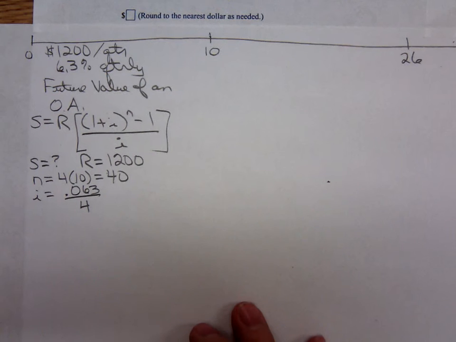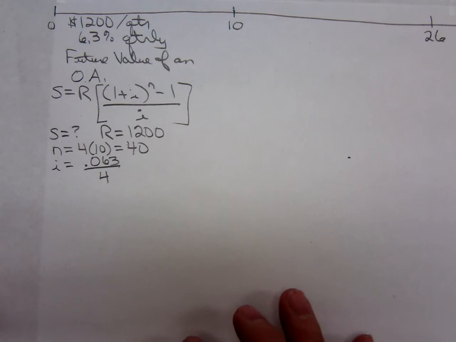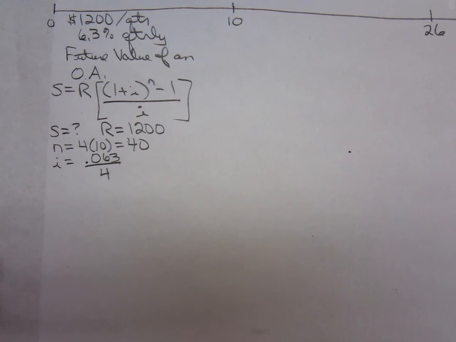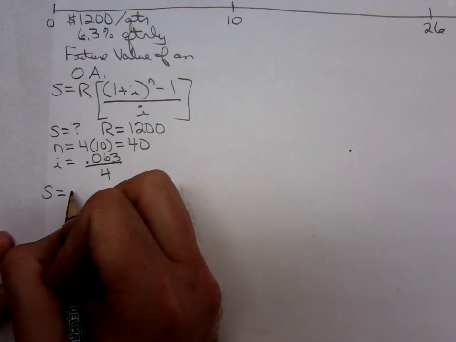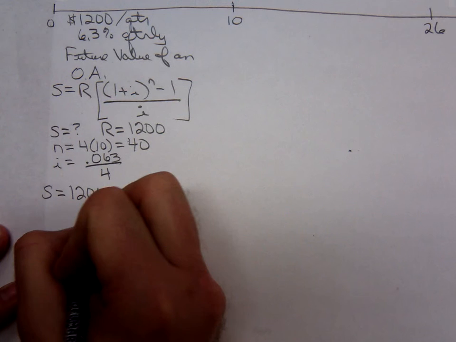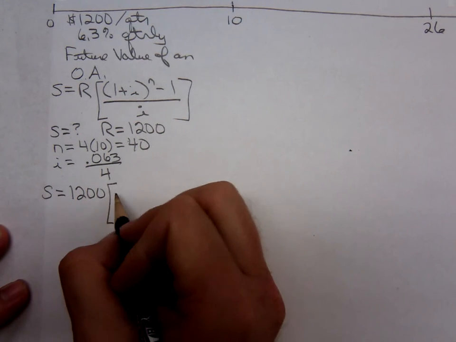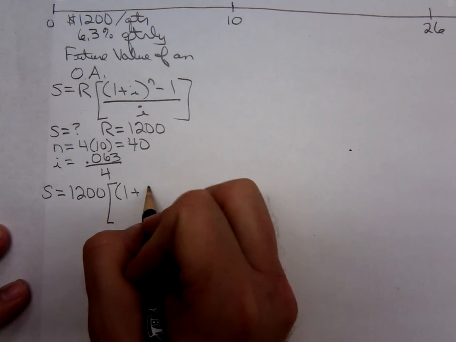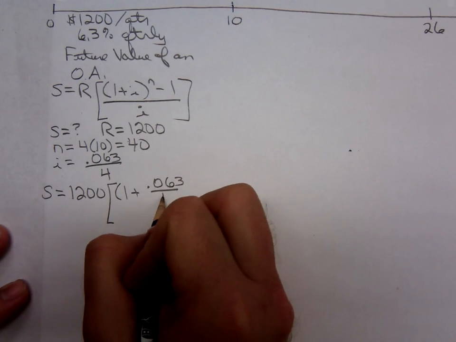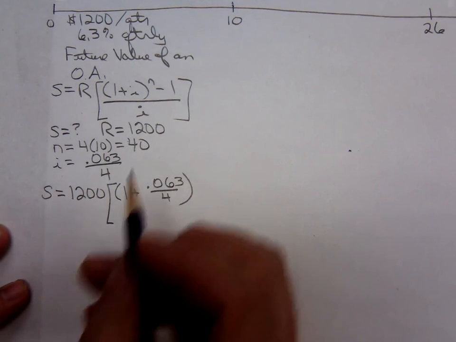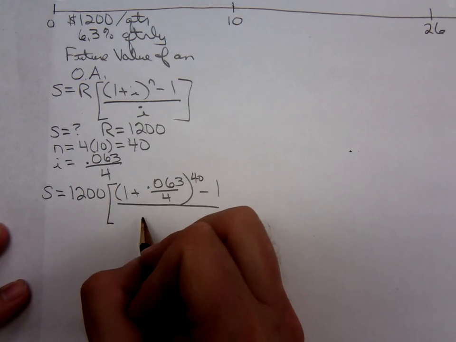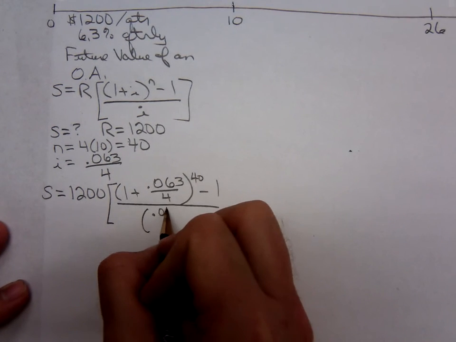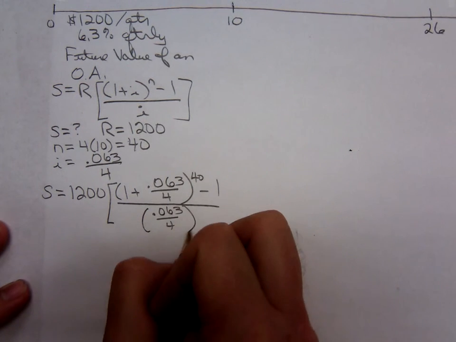Substituting those values into the formula for the future value of an ordinary annuity, we have S equals 1,200 times 1 plus i to the n, which is 40, minus 1, all divided by 0.063 over 4.